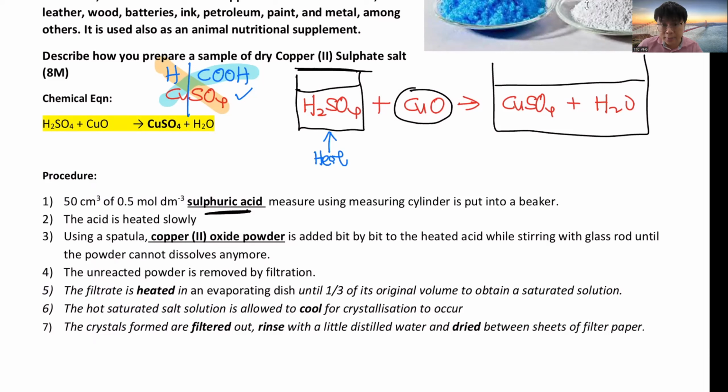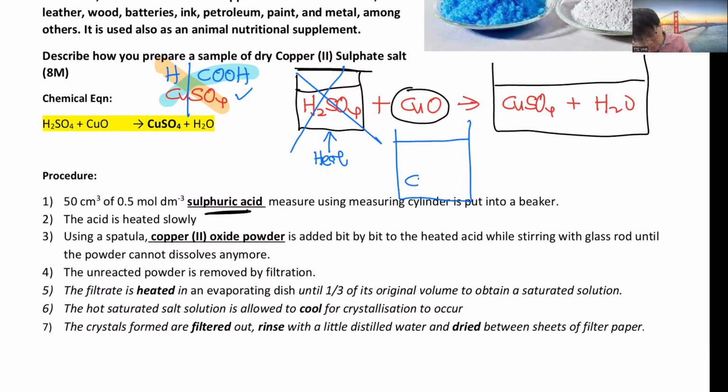After you heat the acid, you start to add in the copper 2 oxide powder. When you add it until excess, you realize that the acid will be completely reacted, no acid left. Then at the end, you will get copper 2 sulfate solution. But because I added excess oxide powder, there will be some CuO inside that has not yet dissolved.